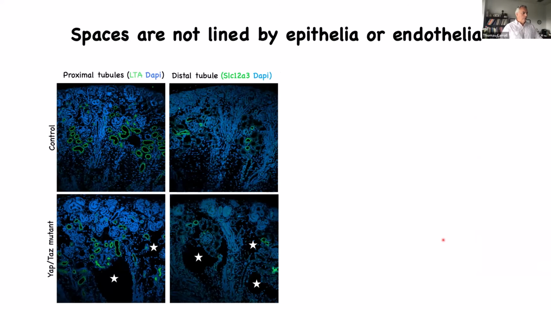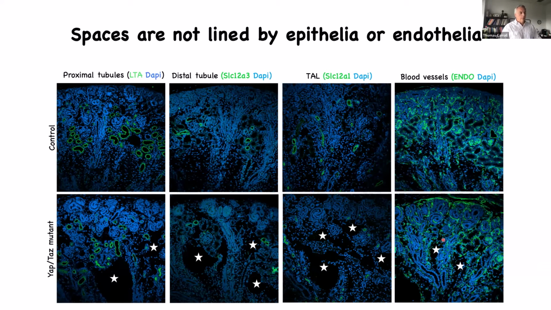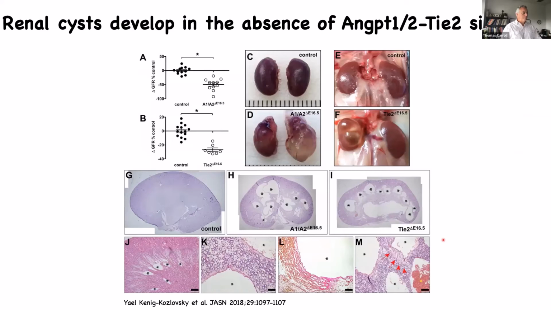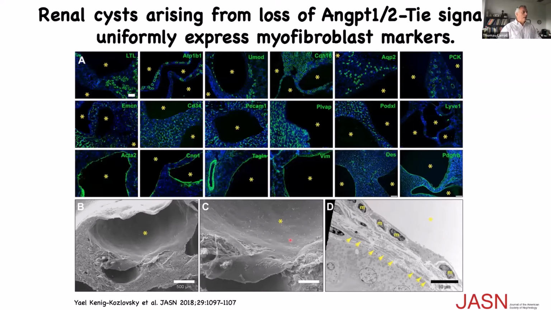Now, why don't we think they're cysts? Well, if we look to see if they're lined by any sort of epithelia, they are not. We've looked at different markers for all the epithelial segments. The spaces are never lined by epithelia. We also looked at vasculature, thinking maybe there was some sort of hemorrhage. They're not lined by endothelial cells either. In fact, they're reminiscent of some structures that Sue Quaggin's lab showed several years ago, when she knocked out angiopoietin 1 and 2. What Sue found in these structures was that they also did not have epithelial or endothelial cells lining them, but instead, she said they were lined by smooth muscle.